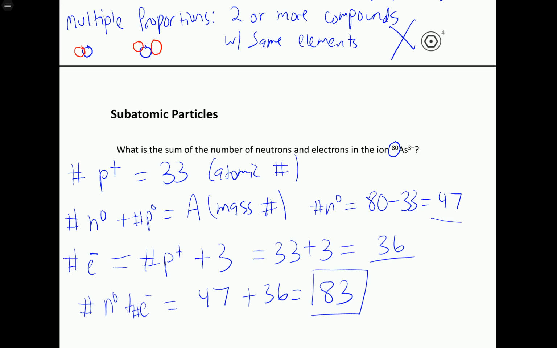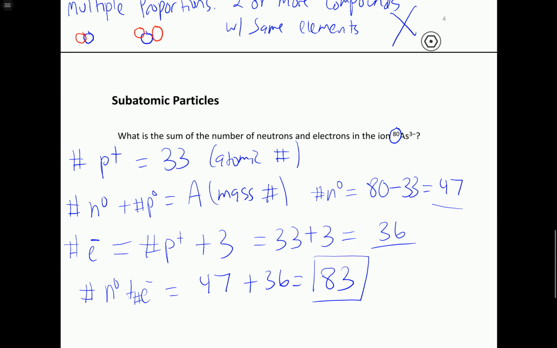Alright, so again, do them separately and then add them together at the end. There's no shortcut way to find the sum of neutrons and electrons. We can find the number of neutrons from the mass number. The number of electrons comes from the number of protons in the nucleus plus the negative charge added on, or the positive charge subtracted out if it was a positive ion.